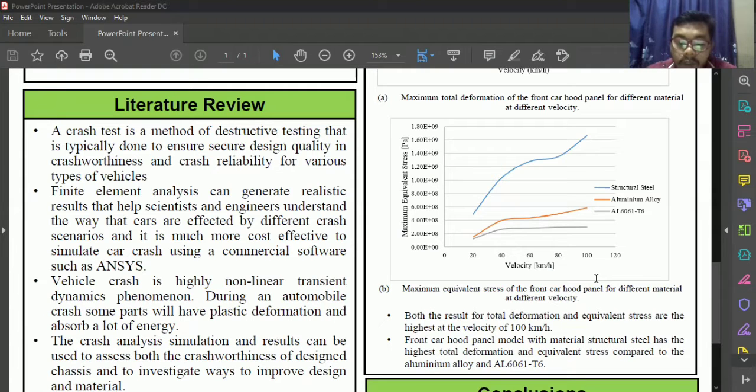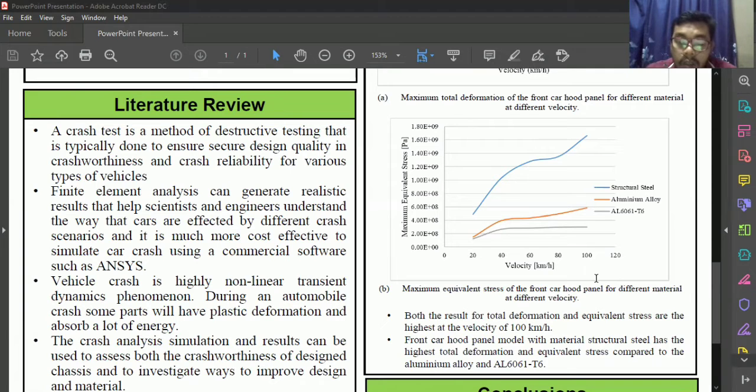The force for all three materials is the lowest at this velocity. The difference in equivalent stress between the three materials can also be connected with the force when the front impact happens. The density of the material will affect the mass of the front car hood panel. This data of density and mass can be seen in the technical paper for this research. Because of higher mass, the force also increases, which will also increase stress.